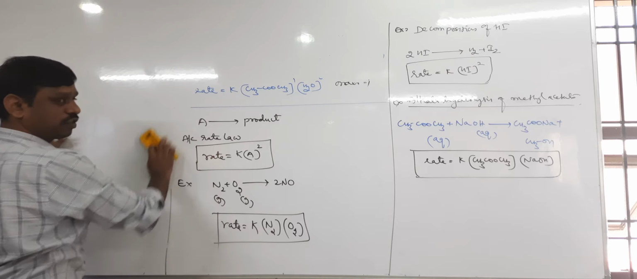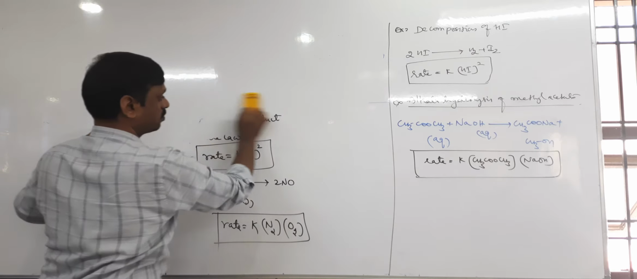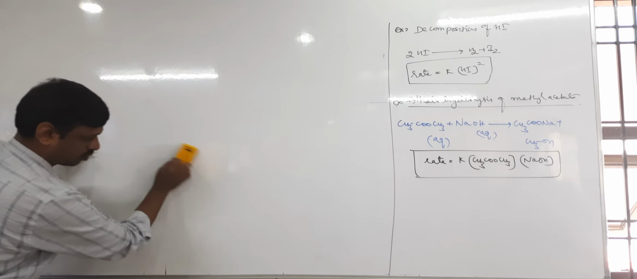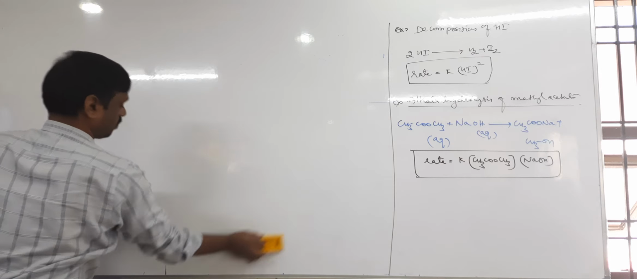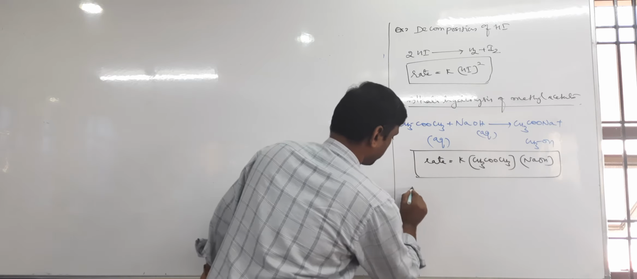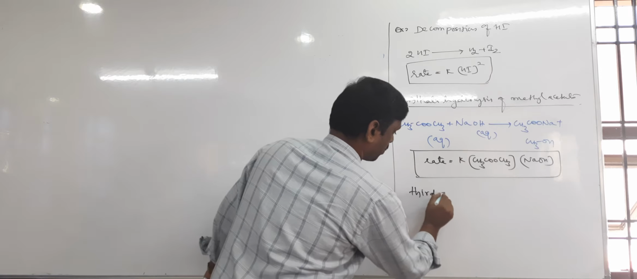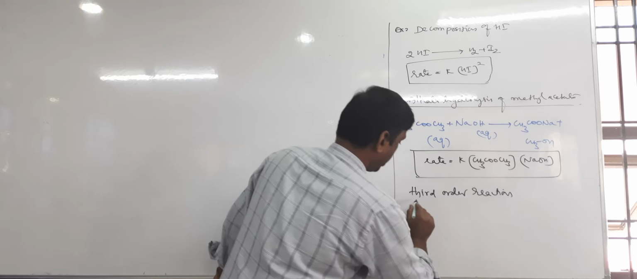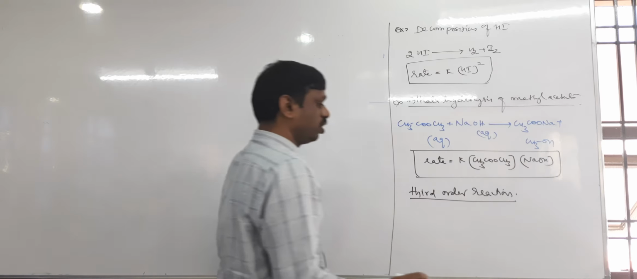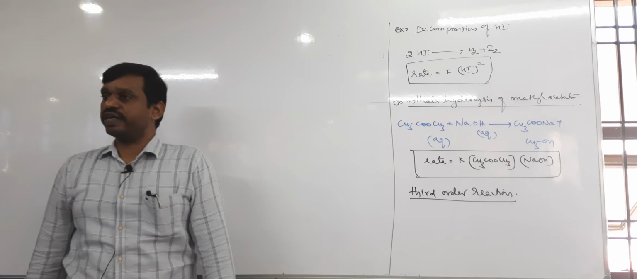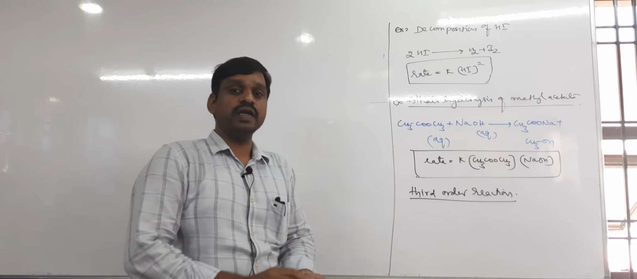So write the definition of third order reaction. What is a third order reaction? The reaction in which the rate of chemical reaction is directly proportional to the third power of the molar concentrations of reactant in the experimentally determined rate equation.